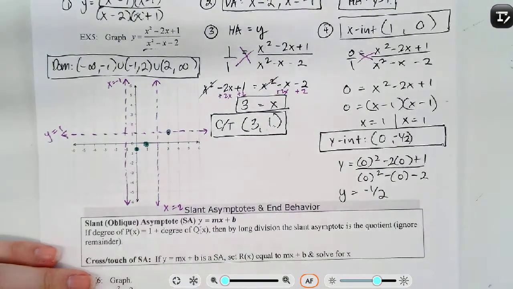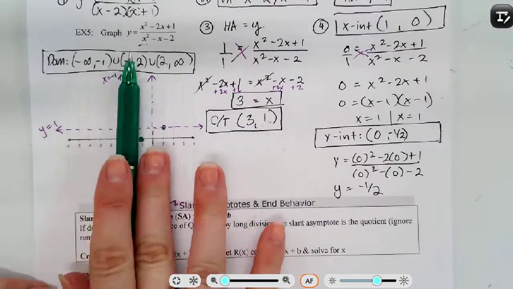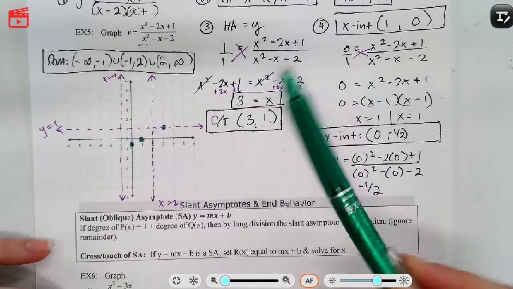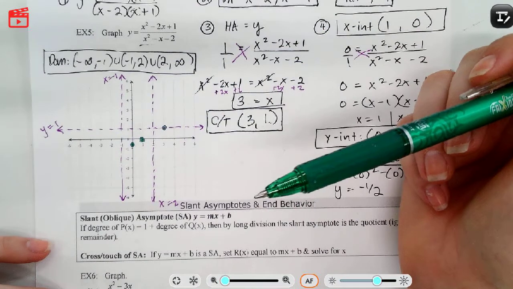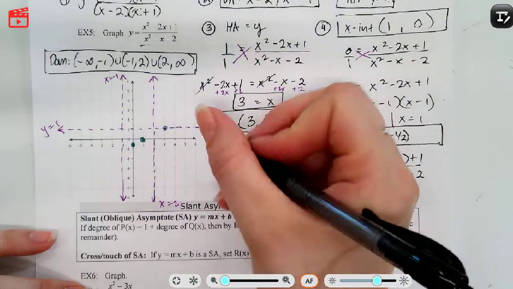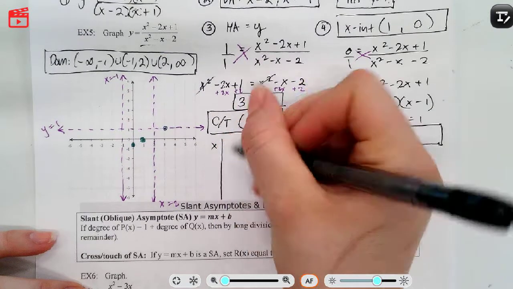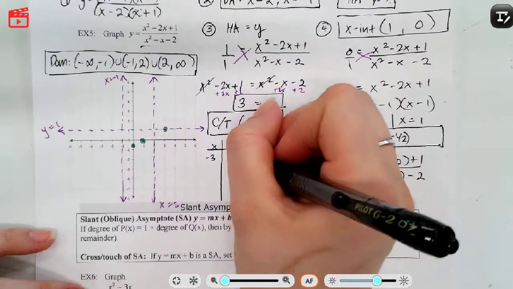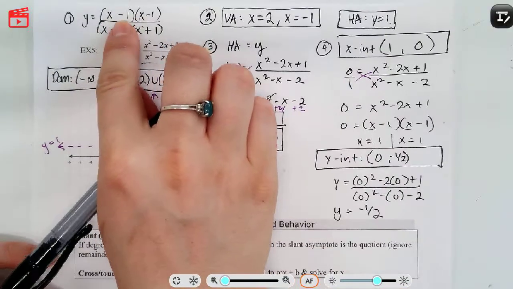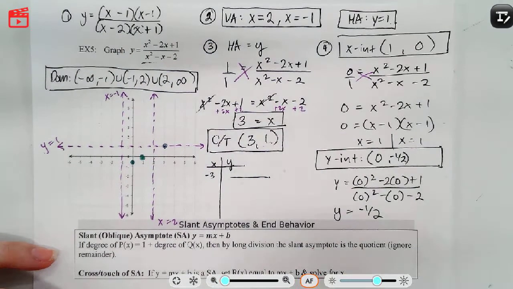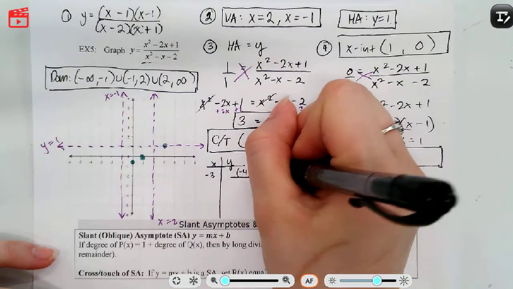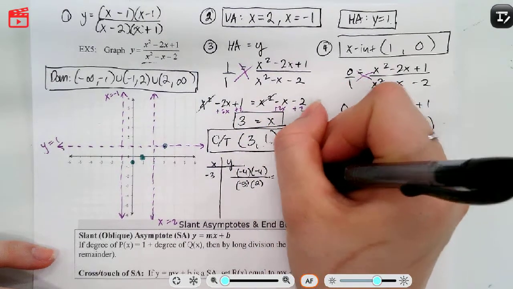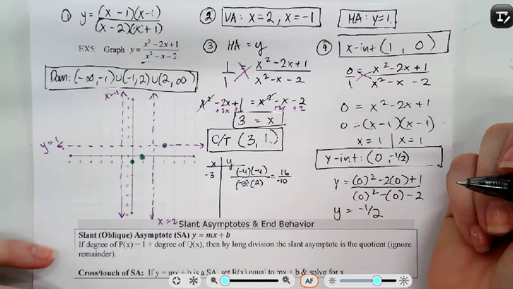All right, so now I have 3 sections. I have 2 vertical asymptotes, which means my graph has been split into 3 sections: 1, 2, and 3. Let's start from this side. I'm going to pick a test point, because I don't really know where my graph's going to be. Okay, so let's pick a test point of negative 3. Plugging that in, I'm going to use the factored form. So negative 3 minus 1 is going to be negative 4, times negative 4, all over negative 5 times 2. That's going to be 16 all over negative 10. That's going to be a negative number.